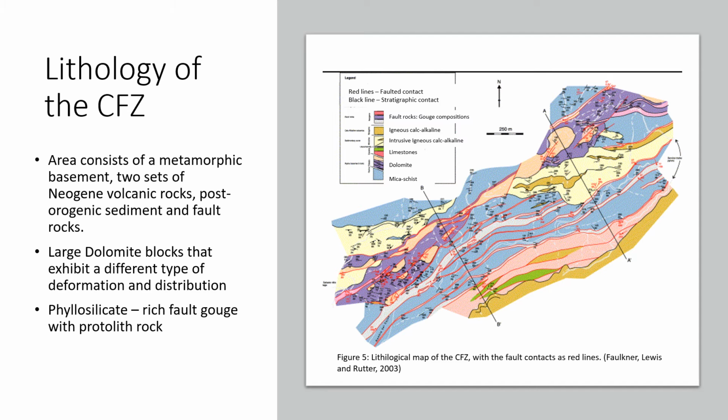The Carboneras fault zone is made of a wide variety of rock types, ranging from different layers with alpine crystalline protolith, dolomite basement blocks, 2 sets of neogene age volcanics, low-grade metamorphic rock, and post-orogenic sediment. The fault cuts through all these layers and, as stated before, deep down into the mantle. The volcanics in this area consist of an older neogene deposit around 25 million years ago and a younger deposit between 5 and 11 million years ago. The older deposit is tilted up against the fault and is near vertical, whereas the younger deposit is a horizontal layer. The fault zone is characterized by phyllosilicate-rich fault gouge and large dolomite blocks.